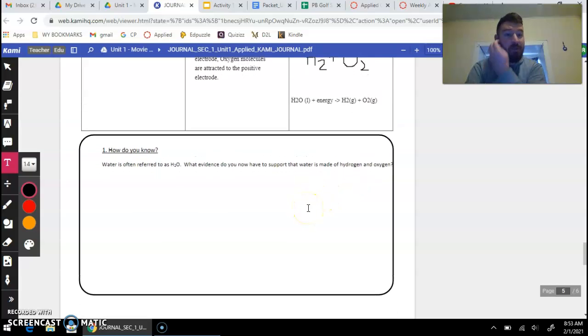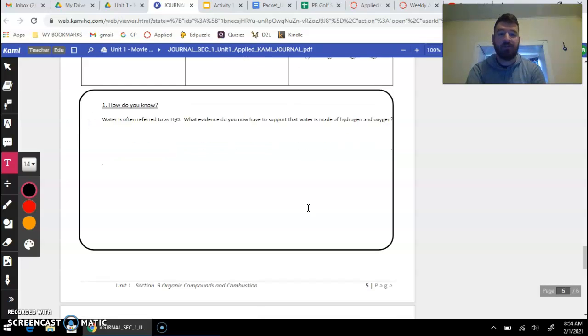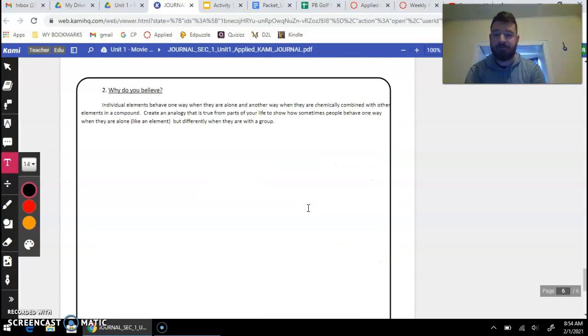So you might remember that one of our gases, when we took a flame to the bottom, made a popping sound. Another one was able to reignite just a glowing flame. And then when we had the mixture of the two, we had a very loud pop.